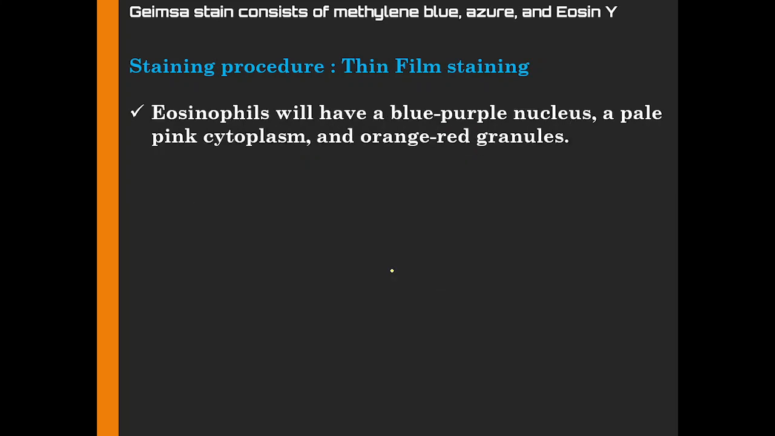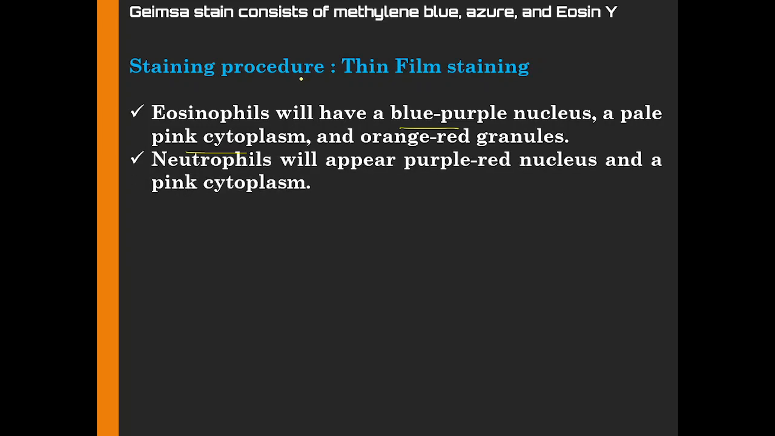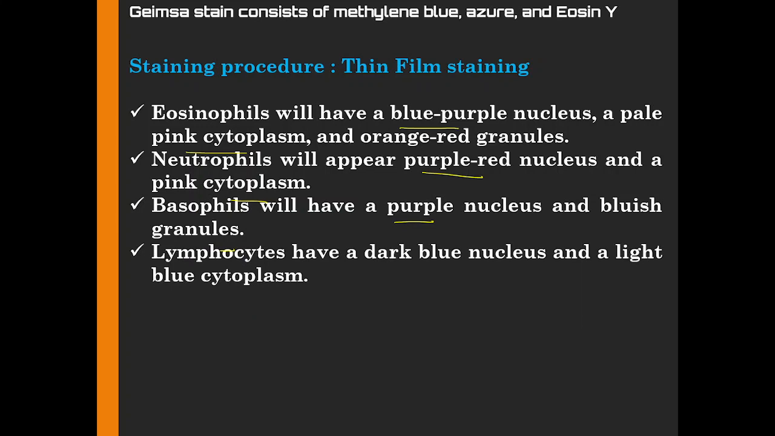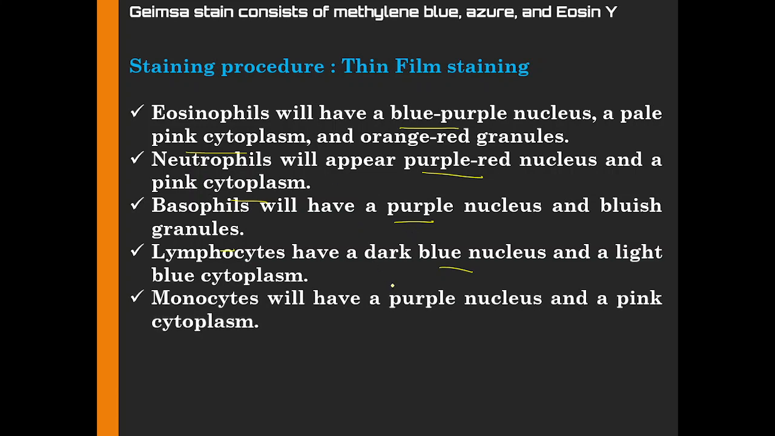When you observe this, you will find that the eosinophils have a blue and purple nucleus and a pale cytoplasm with orange-red granules. The neutrophils will appear with a purple-red nucleus and a pink cytoplasm. Further, the basophils show purple and bluish granules. If you go for the lymphocytes, you will find a dark blue nucleus and a blue cytoplasm, monocytes with a purple nucleus and a pink cytoplasm, and platelets will have purple granules.